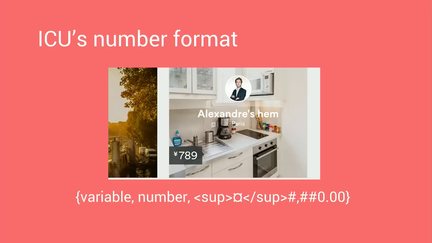Before I came here, I was checking out Airbnb's website to see if there was something good to stay at. And I noticed that there's a price tag. If you look at the currency symbol there, it's in a super element. This is a perfect use case for using a decimal pattern in number format. You wrap the currency symbol with an open and closing super element, and then when we compile it, it will have those HTML elements.